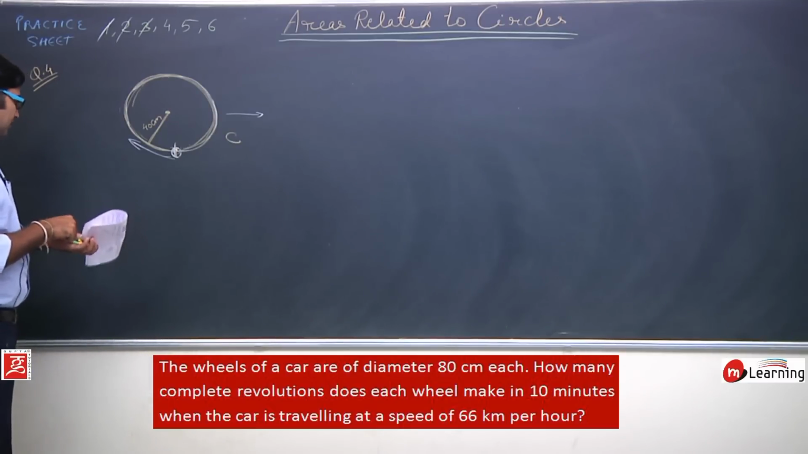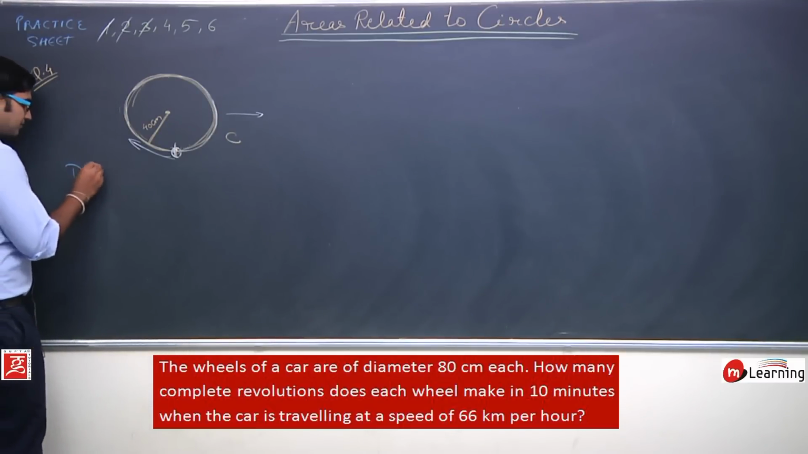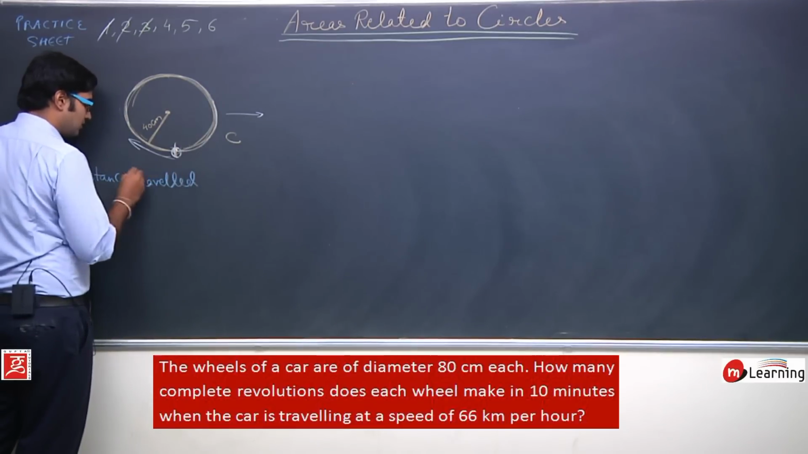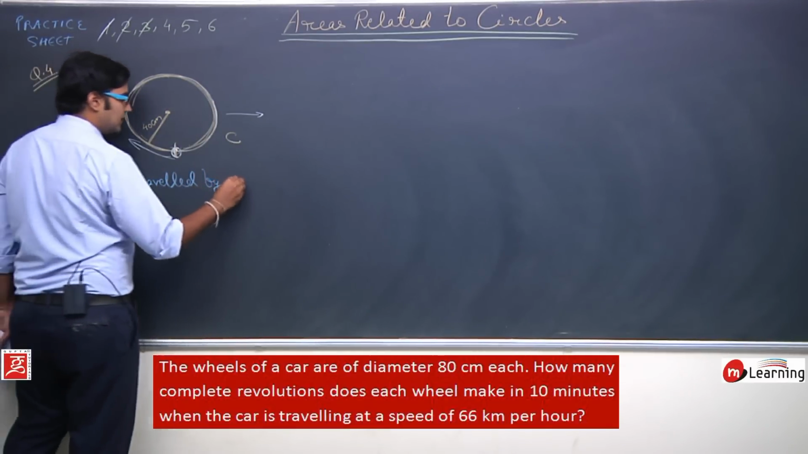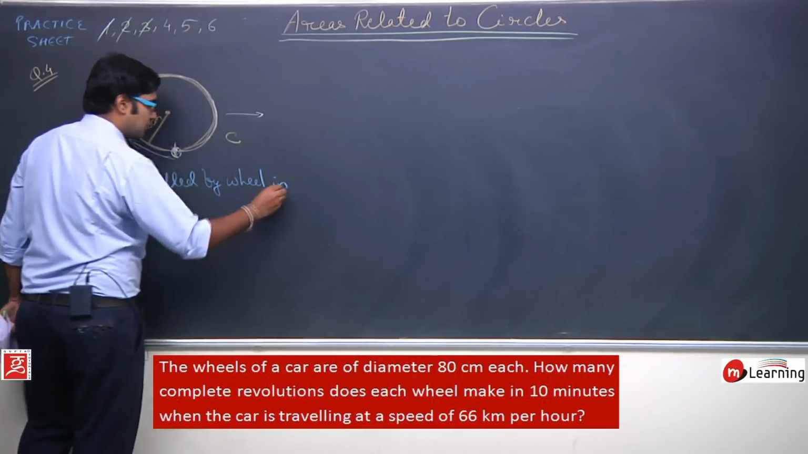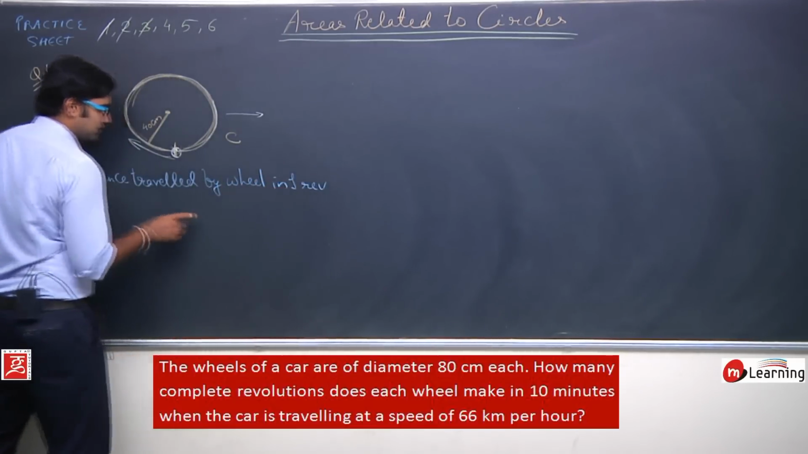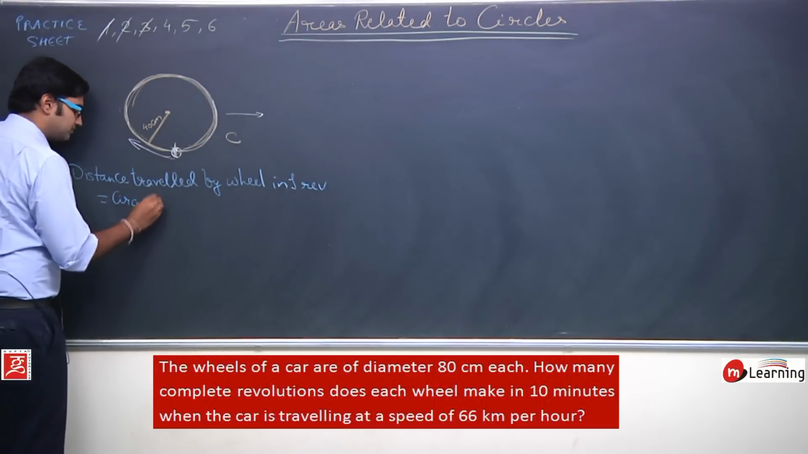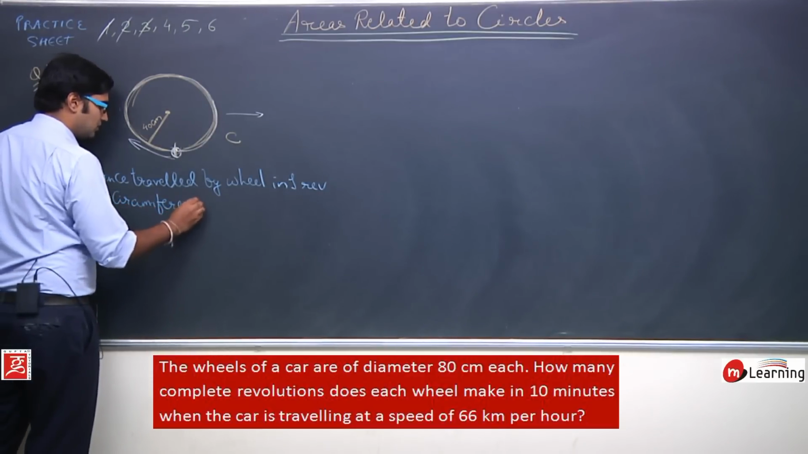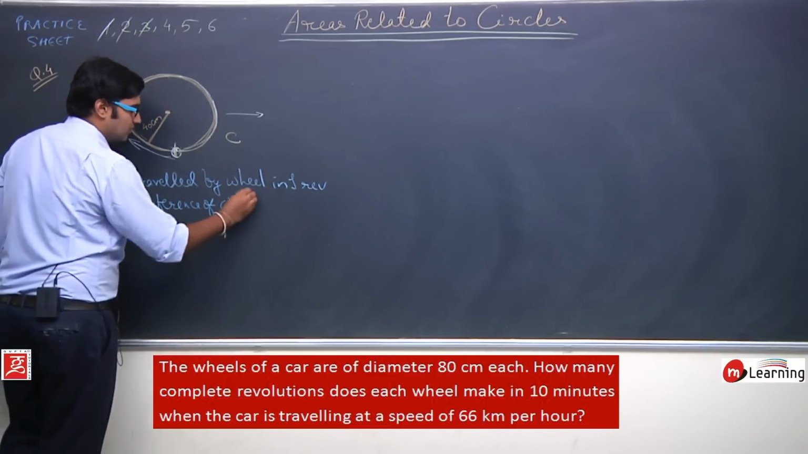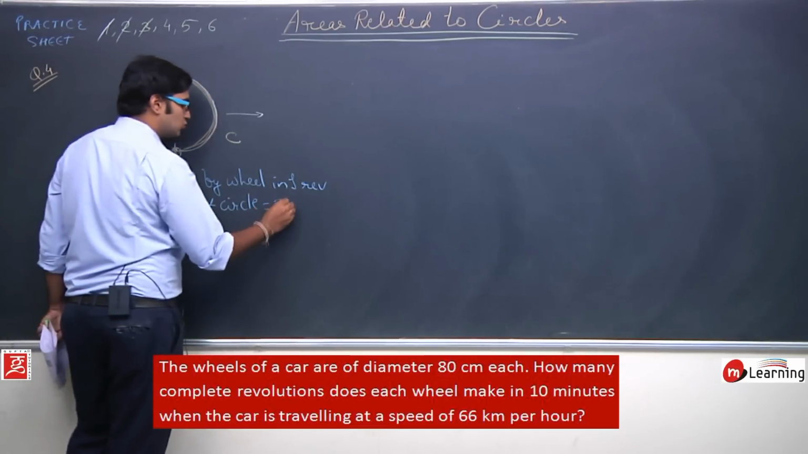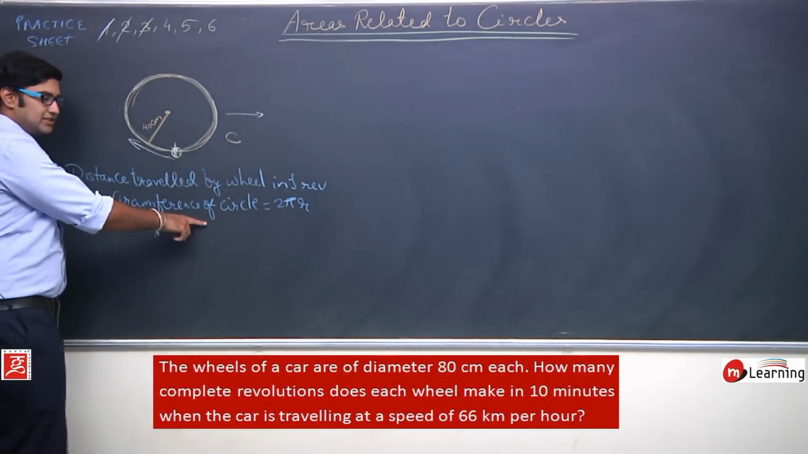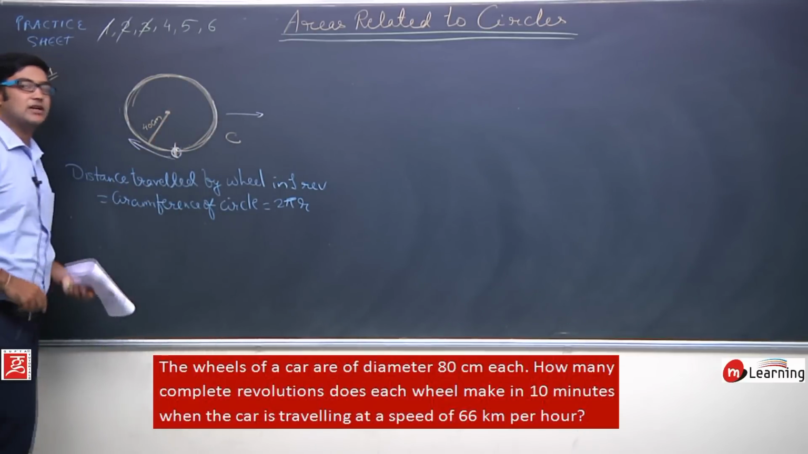I will say, distance travelled by the wheel in one revolution is equal to the circumference of the circle. Now what is the circumference of the circle? It is 2 pi r, where r is the radius of the circle. This much distance the wheel will travel to complete one revolution.